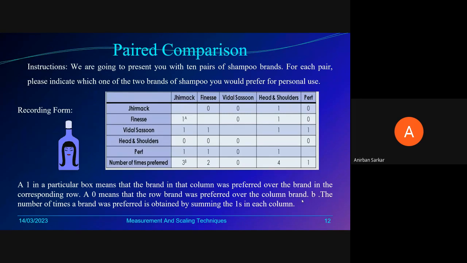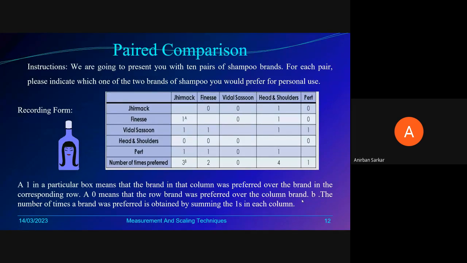Suppose we are measuring Head and Shoulders with Jirmac. So in the Head and Shoulders column, it is 1, which means Head and Shoulders you have preferred over Jirmac. Similarly, if you compare Head and Shoulders with Finesse, you have preferred Head and Shoulders over Finesse. Similarly, with Vidal Sassoon, you have preferred Head and Shoulders over Vidal Sassoon. And you cannot compare Head and Shoulders to Head and Shoulders, so it is blank there. Again, if you compare Head and Shoulders with Part, you have preferred Head and Shoulders over Part, so you have assigned 1. So ultimately, your total preferences is 4.